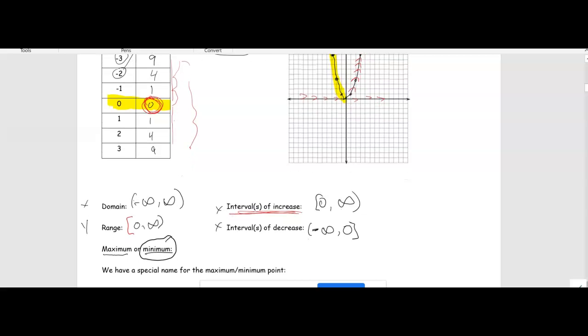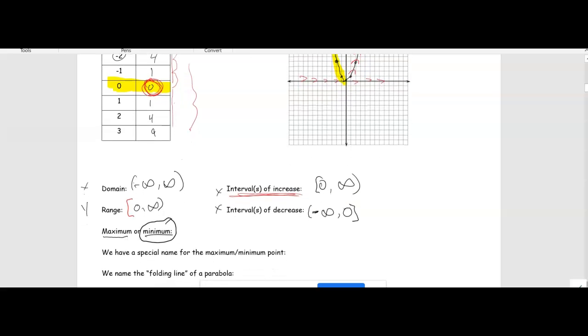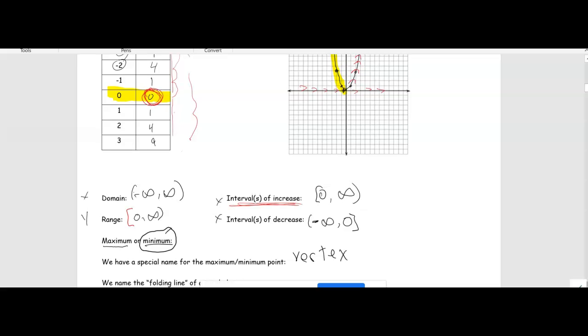As we start dealing with these parabolas, these quadratic equations, we're going to give that maximum or minimum, in this case, a special name. That name is called a vertex. So this point up here, the minimum on this graph, is what we will call the vertex. The high point or low point of our parabola is called a vertex.